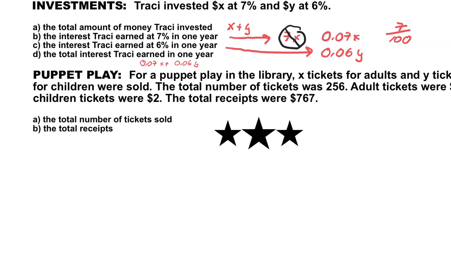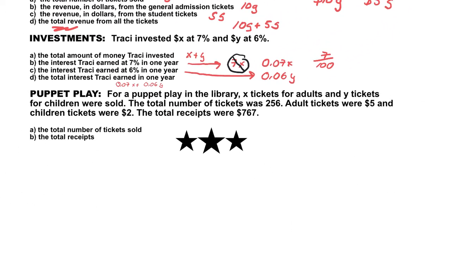On to the puppet play. And again, you can use different variables other than x and y. For the puppet play in the library, X tickets for adults and Y tickets for children were sold. The number of tickets was 256. Adult tickets were $5 and children tickets were $2. The total receipts were $767.